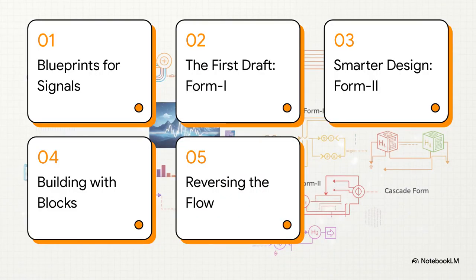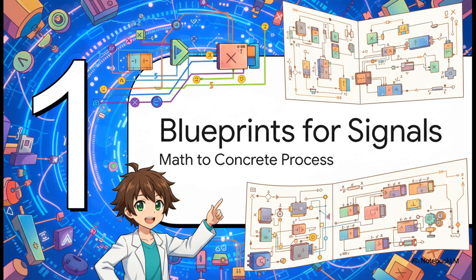So here's our game plan for today. We're going to start with the basic idea of these digital blueprints. Then we'll look at a few specific designs, starting with the most basic one and then moving to a much smarter, more efficient version. We'll also see how you can build really complex filters using simple building blocks, and even what happens when you turn a design completely upside down. It's going to be fun. Okay, let's dive right in.